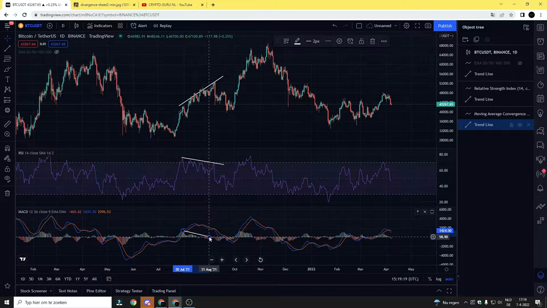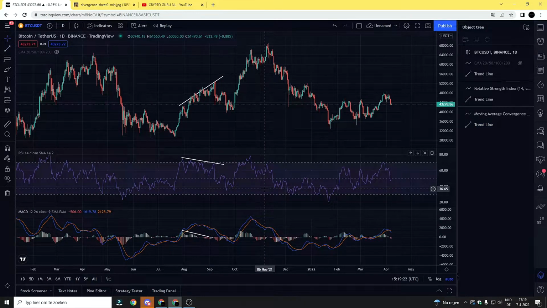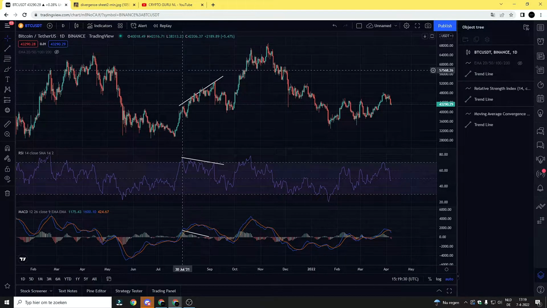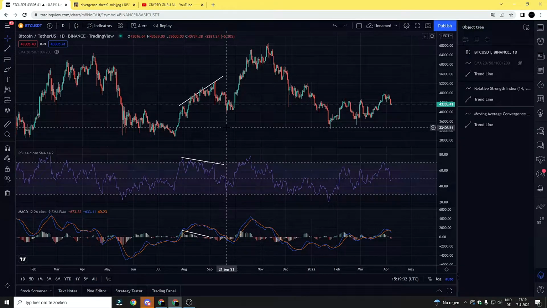One other thing that you have to keep in mind is that these divergences are only valid, in my opinion, when you spot them on the 1 hour, 4 hour or daily time frame. And the higher the time frame, of course, the more power the divergence has. So you can also spot those divergences on the 15-minute or 5-minute or 1-minute chart, but they are just less powerful, of course.